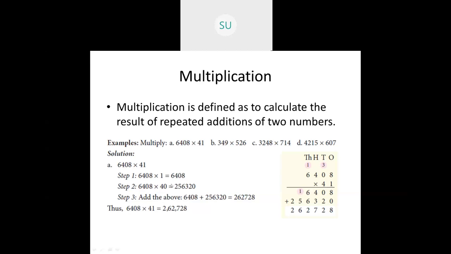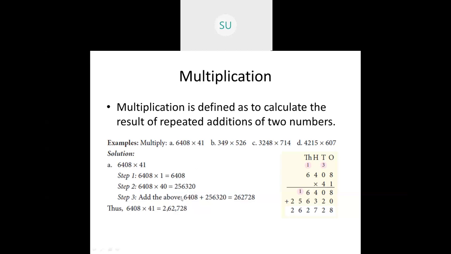So 4 8s are 32, then you'll carry over 3. 4 zeros will be 0 only. Anything multiplied with 0 is 0 itself. Okay, so 4 zeros are 0, then there's a 3 carry over. So we'll write down 3. Then 4 4s are 16 and 4 6s are 24. So plus 1, 25. So you'll have 2,56,320. Okay, now once you get these numbers, what you'll do is you'll add them.